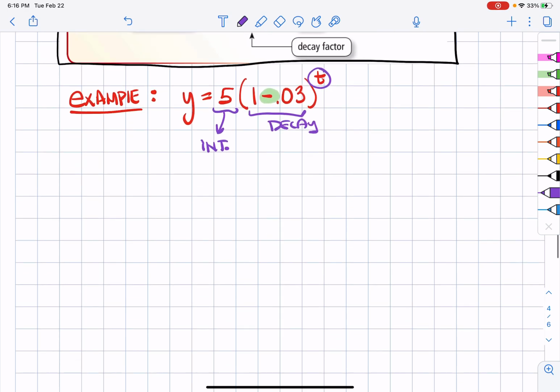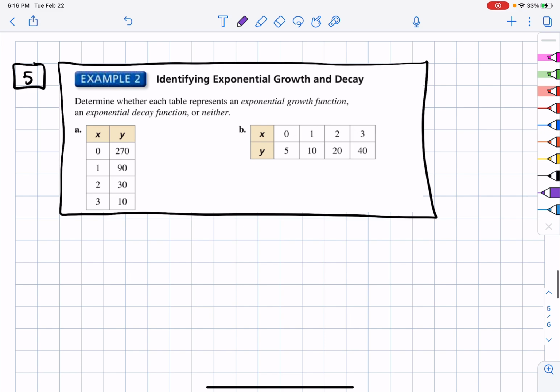Okay? All right. Lastly here, in box number 5, we are identifying exponential growth and decay from tables. So it says determine whether each one represents growth or decay or neither. So the first thing you want to do is check and make sure that you are increasing by an equal amount. It doesn't have to be ones, but just make sure that you're increasing by an equal amount on your x's. And in this case, I happen to be.